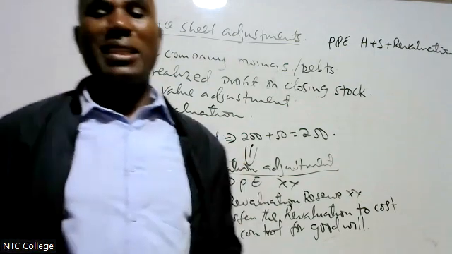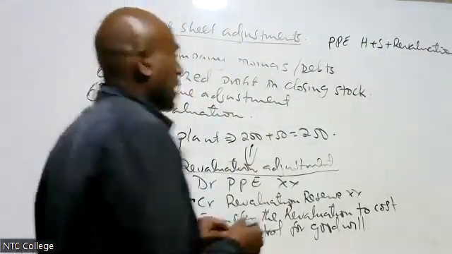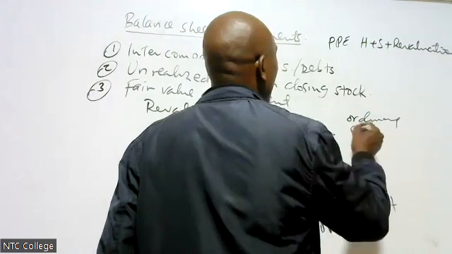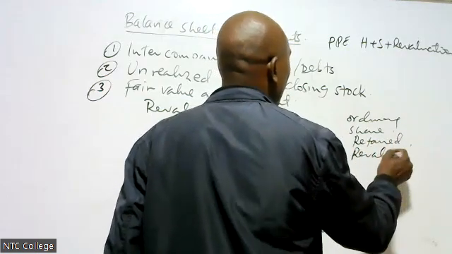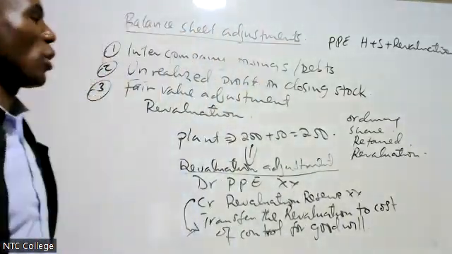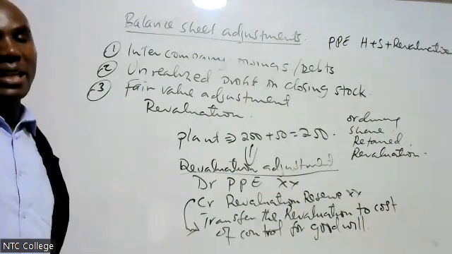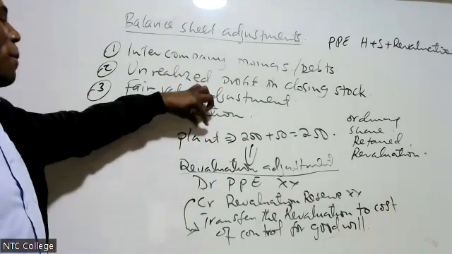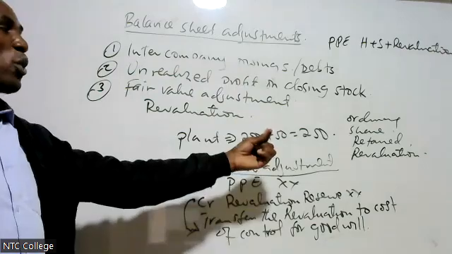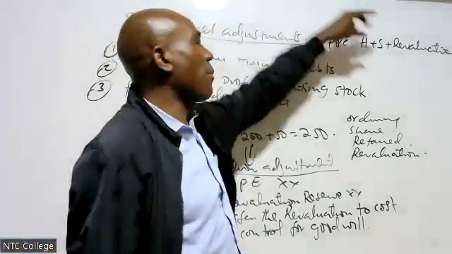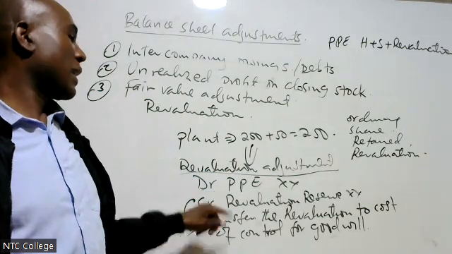Therefore, when I'm computing goodwill, listen very carefully. I know our net assets: ordinary share capital, share premium, retained earnings. I'm going also to include the revaluation that I made on the date of acquisition, because that revaluation is part of the net assets. Then on my PPE, I'm going also to add the revaluation. That is when to say debit PPE, credit revaluation reserve.